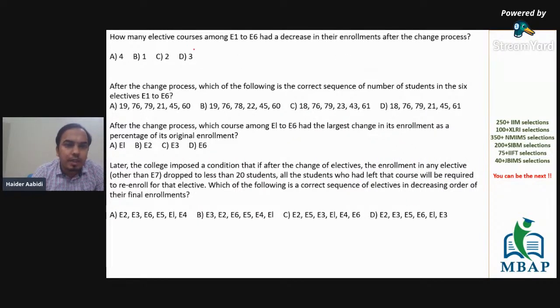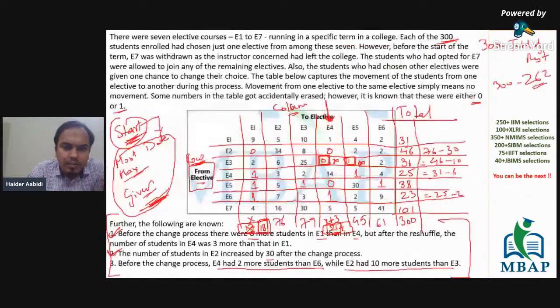How many electives among E1 to E6 had a decrease in their enrollment after the change process? Decrease in their enrollment. So what is it saying? That whenever the movement happened from E1 to E6, how many enrollments had decreased? Which is nothing but a comparison. Row one is the previous one. Before shuffling it was 31 for E1. After that it became 18. That means there's a decrease. So E1 is one of them.